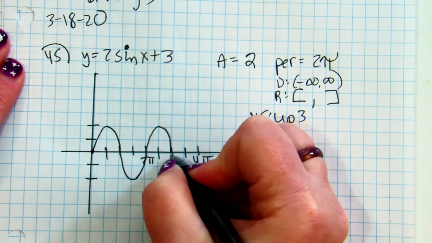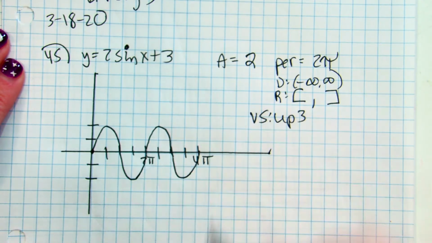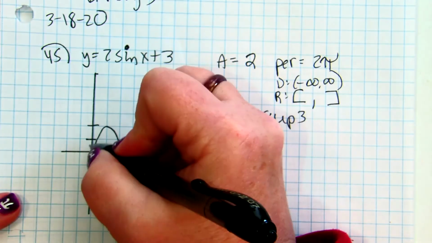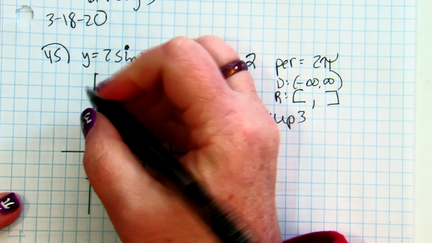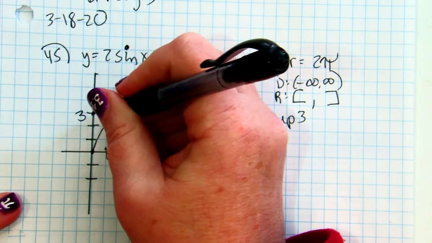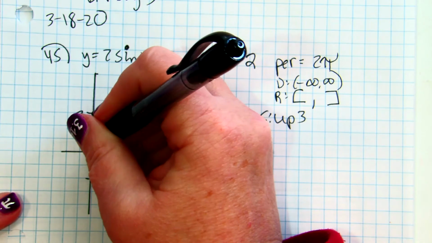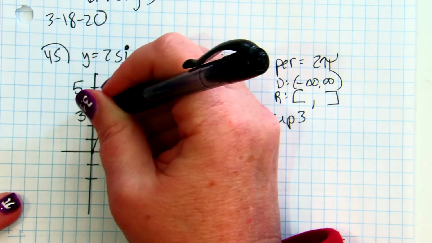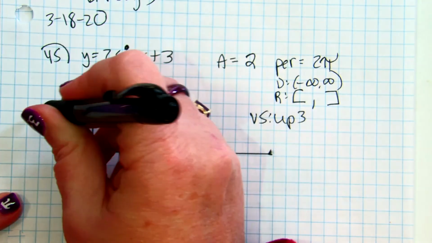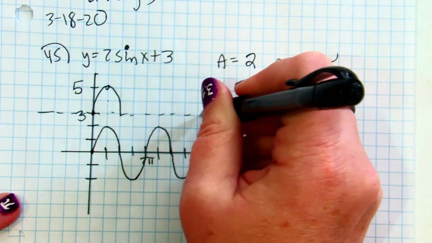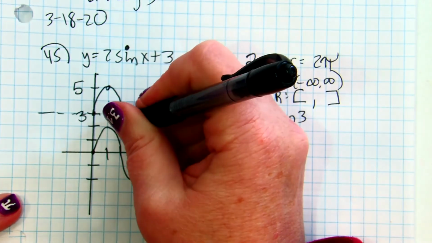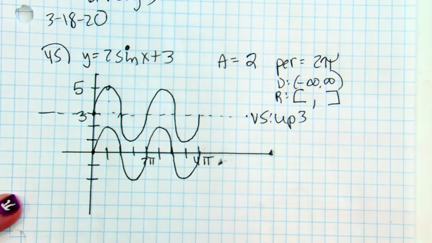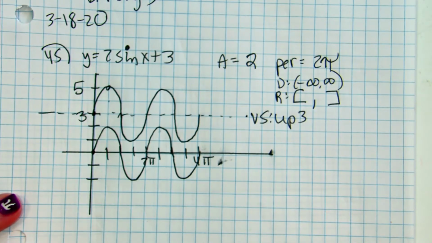So we did 2 periods of it, and then we're going to move it up 3, because it says plus 3. 1, 2, 3. That's at 5. One thing you can do is draw a dotted line at 3, because that's where you're moving it up, and that's the x-axis now. And it's easier to draw the curve if you have the x-axis there. So everything moved up 3.